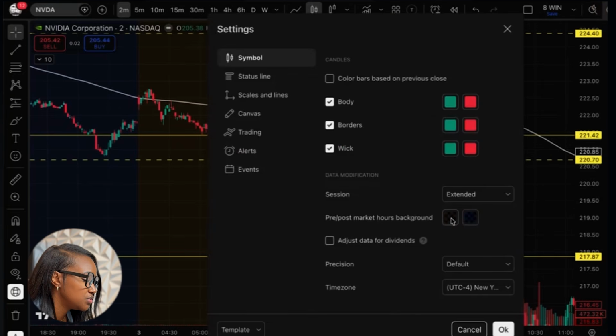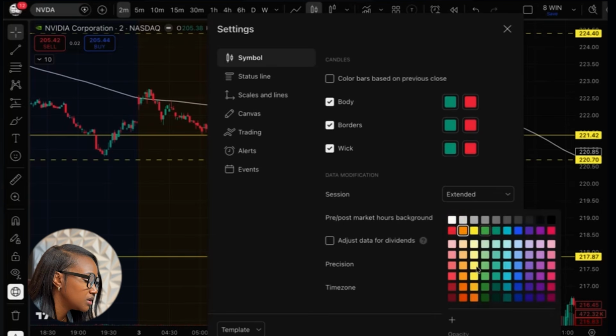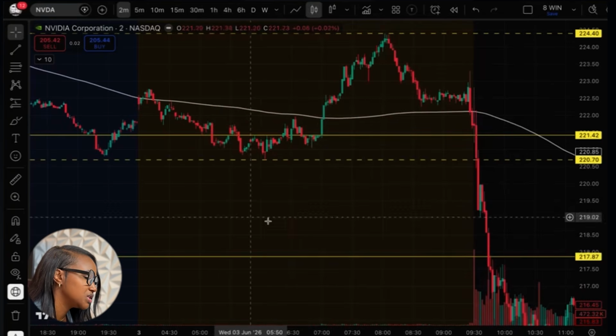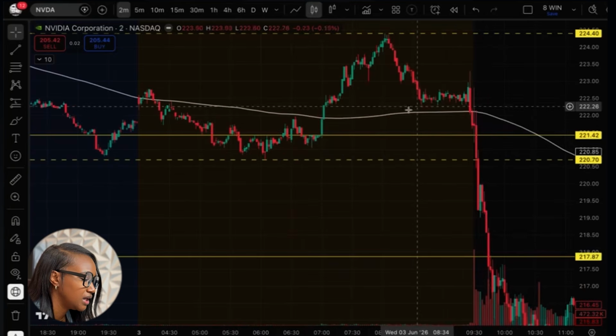I also wanted you to know something too when it comes to seeing them clearly. The pre and post market hours, their background, you can change the color, but the key to make sure that it's easy to see is the opaqueness, right? The opaqueness needs to be low because you do not want to have a bright color in your face. You want to just have it highlight, like a little highlighter of the area, okay?